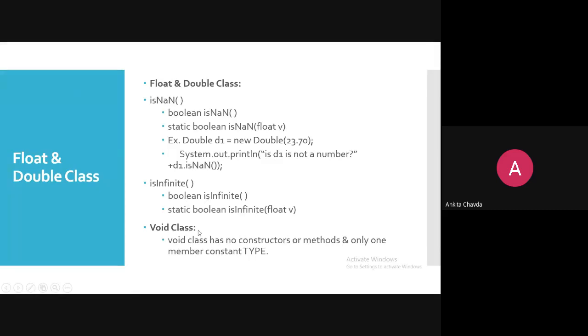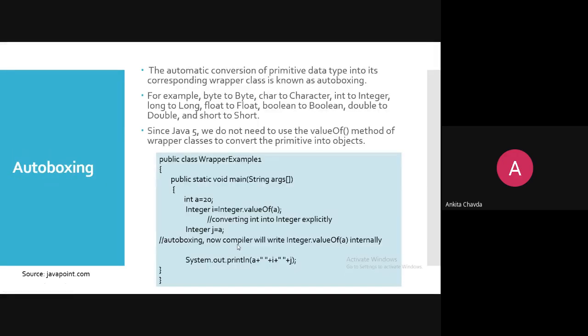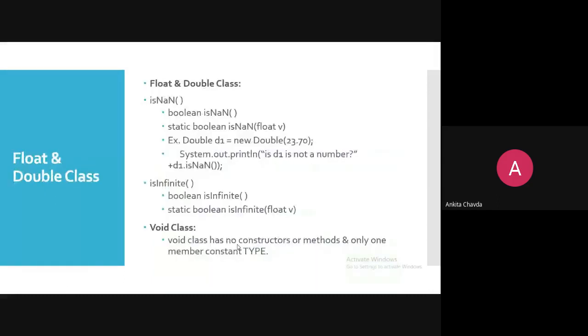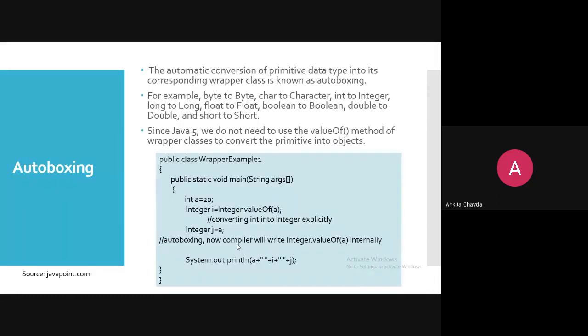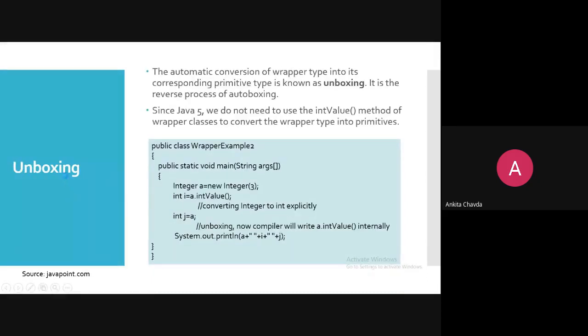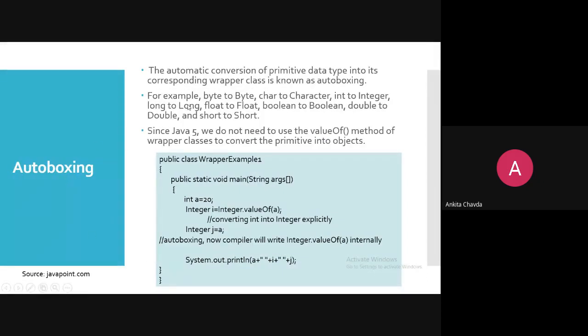Then the Void class. The Void class has no constructors, no methods, only one member, that is TYPE. Type means void. That's it. So here we have done almost all the classes, and now I'll explain what is autoboxing and unboxing. What is autoboxing?